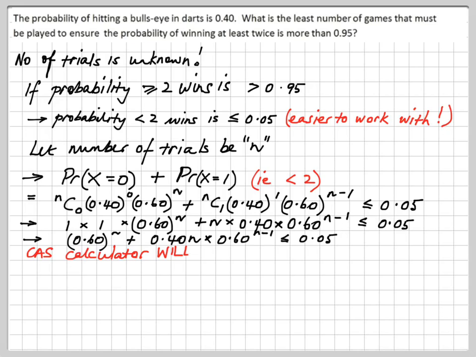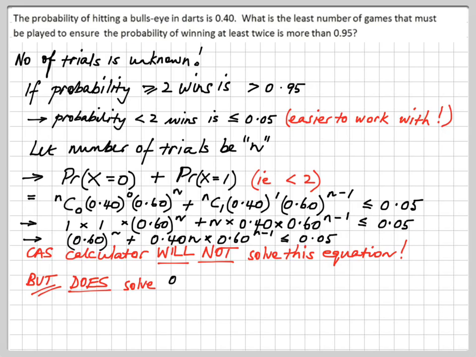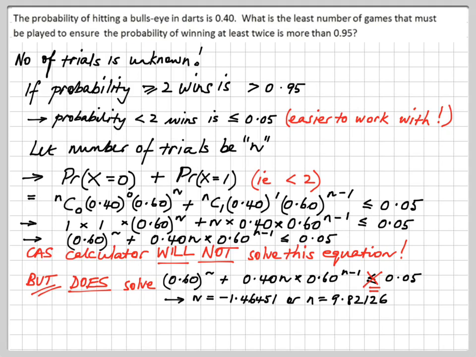So what have I done? I've simplified it a little bit more, but the bad news, guys, is that the calculator will not solve that inequation, that less than or equal to 0.05. But if you cross that out and make that into an equal sign, now it will solve it. This is just one of the quirks of the operating system of your calculator. So what we do is we solve it for whether it equals 0.05, and we get that. And then we test.